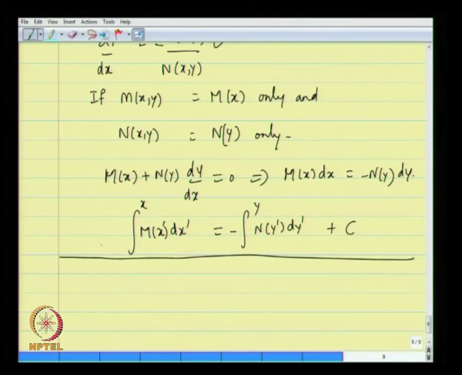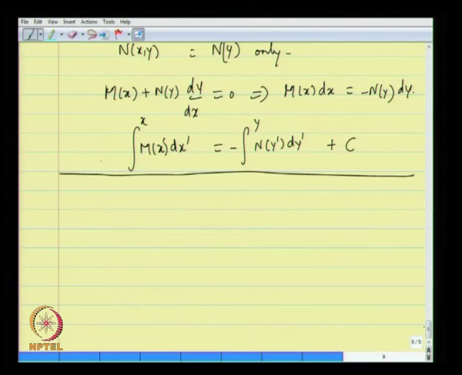So, this is an easier way of solving such equations, and a typical example of that is, for example, dy by dx is equal to x square by 1 minus y square. You can see immediately that this x square is like the M of x and 1 minus y square is like the N of y.